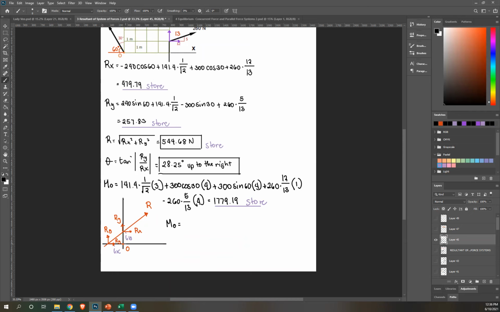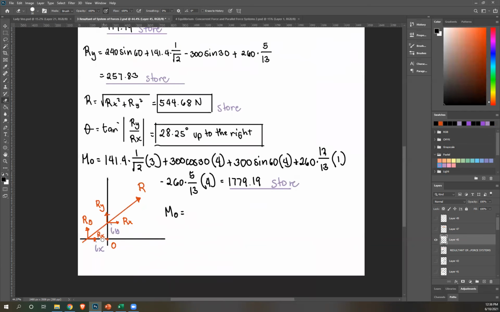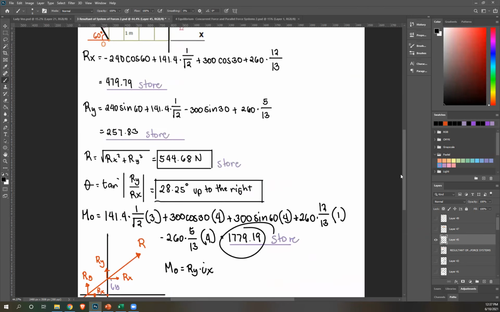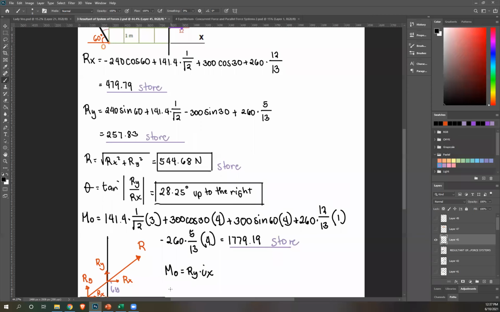So as you can see here, Ry passes through point O, so we ignore that. Rx passes through point O, so we ignore that too. This is X. So Ry rotates about O clockwise, so positive Ry multiplied by perpendicular distance Ix. And O is this, and Ry is this. We know both values, so please solve what's Ix.